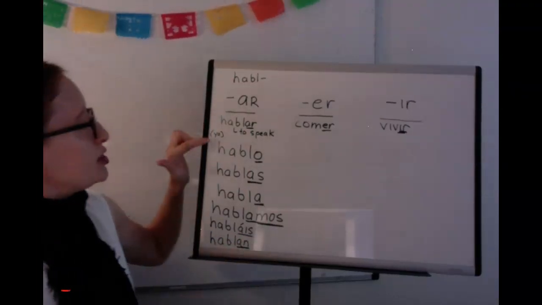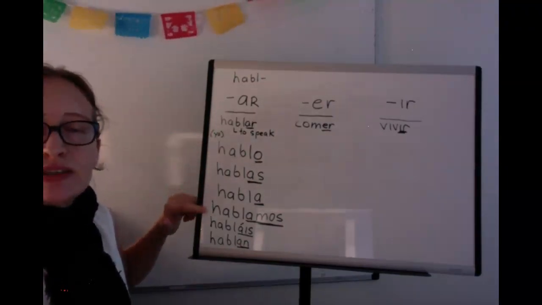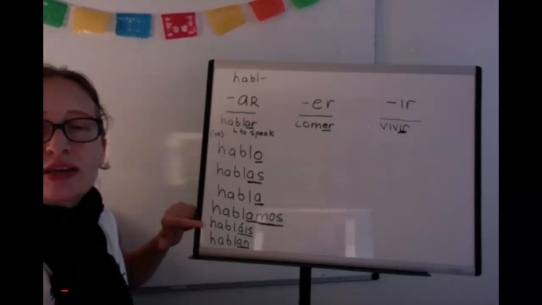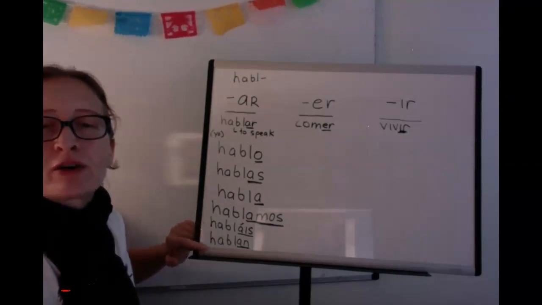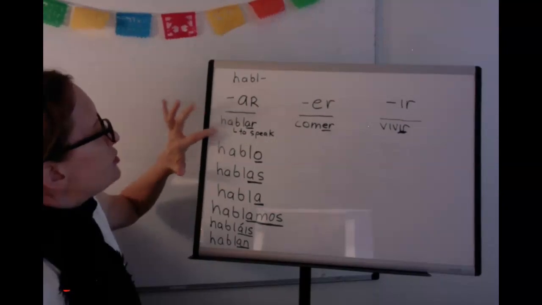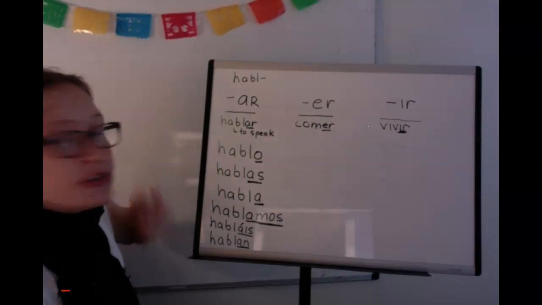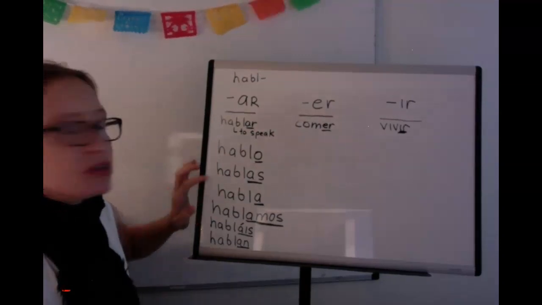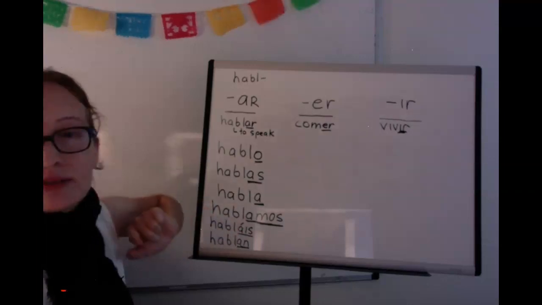So, I speak, you speak, he, she, or usted speaks, we speak, you all, informal, speak, they speak, you all, formal or informal, speak. And in Spanish, you don't always have to have the subject. If it's understood who you're talking about, you don't have to have it. But you'll need to learn these in order: o, as, a, amos, áis, an.